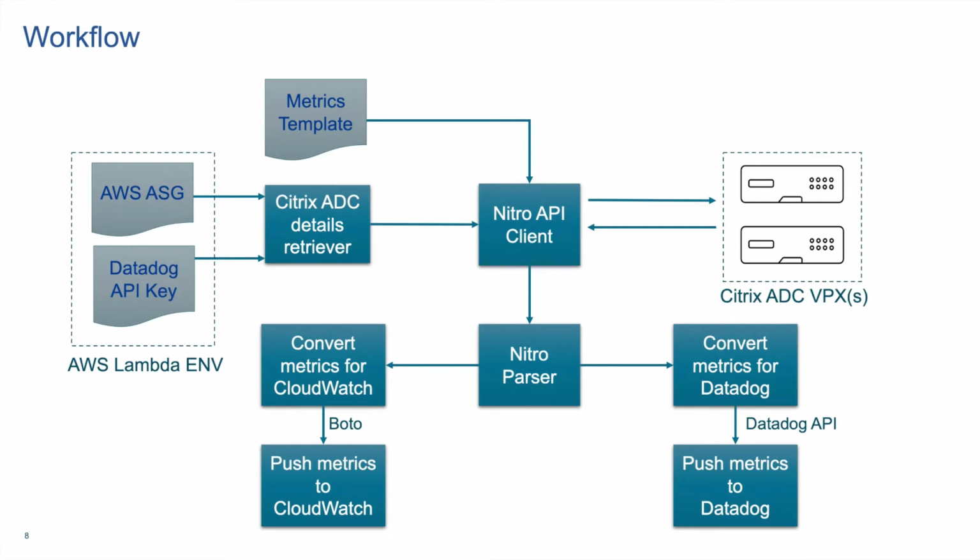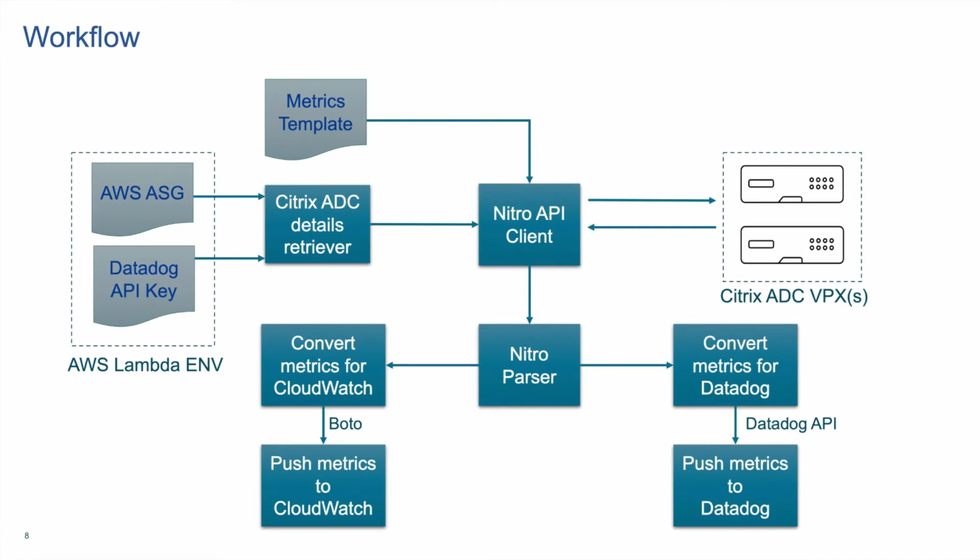And once we get the details about the VPXs, this information is then passed to the Nitro API client. So Nitro API client is nothing but a simple HTTP request sender. In this case, we just use the urllib Python library, and the metrics template is also fed as an input to the Nitro API client, so it knows what Nitro API to fire in order to get a metric value from the ADC. So after the Nitro API client sends all the Nitro requests to the ADC, it gets the Nitro output, and then it sends all that output to the Nitro parser module.